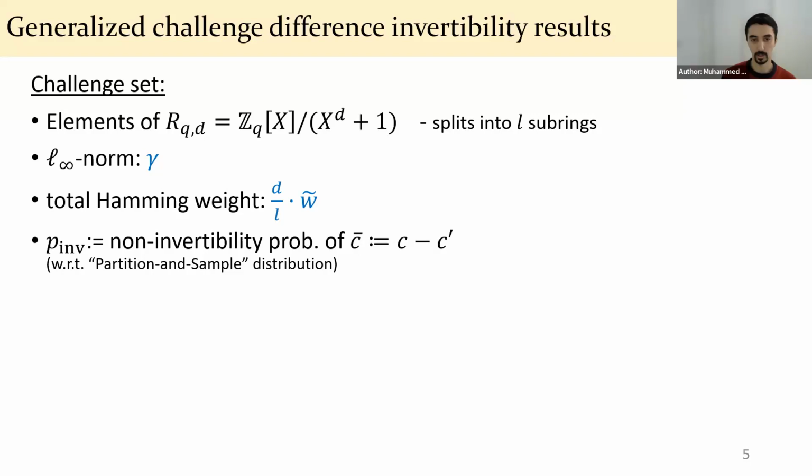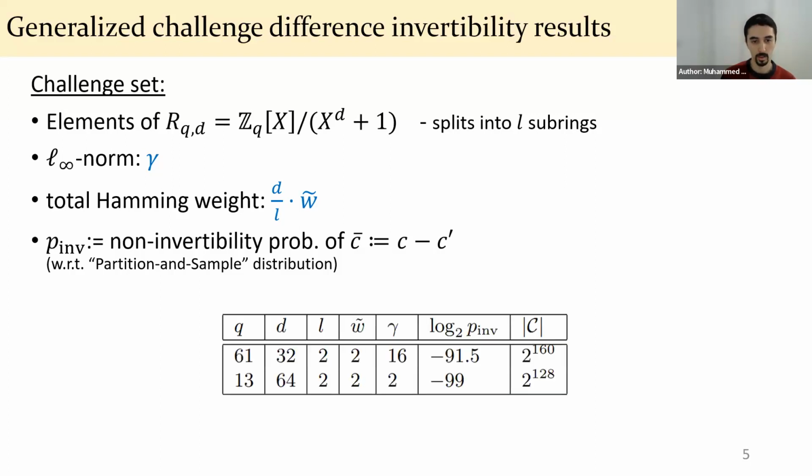And we will look at the probability that a random challenge difference is non-invertible. And this is with respect to a distribution that we call partition and sample. So you partition the coefficient indices into different sets, and then you sample uniformly from these sets. So it's a tweak on the uniform sampling, but you can very efficiently sample this. And we get this result. Again, don't get too confused about what this is, but the important takeaway is that even for very small modulus values like 61 and 13, which is the first column, we can increase the infinity norm bound, which is gamma, sufficiently enough that this non-invertibility probability is negligible, something like 2 to the minus 100. And we also get a sufficiently large challenge space, with either 128 or 160 bits of entropy.